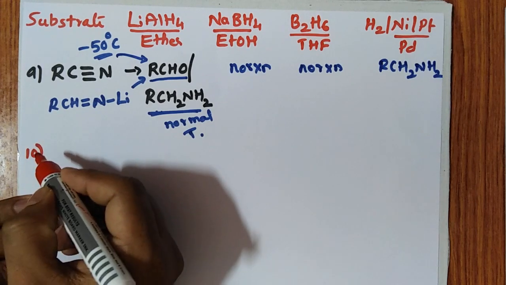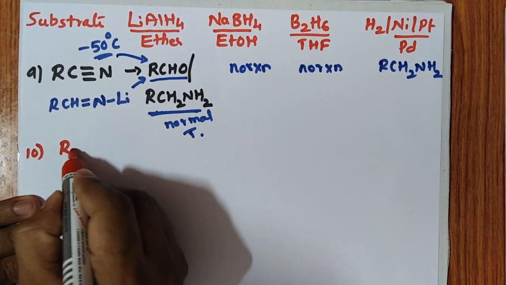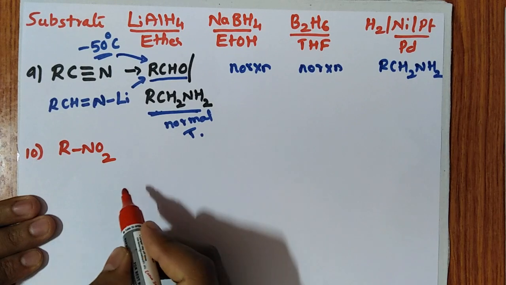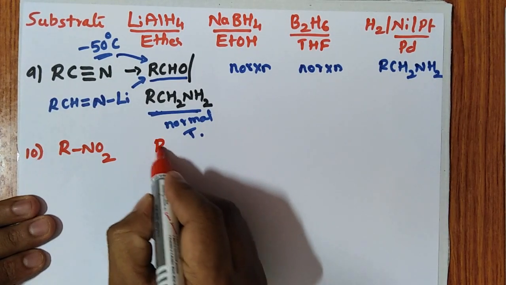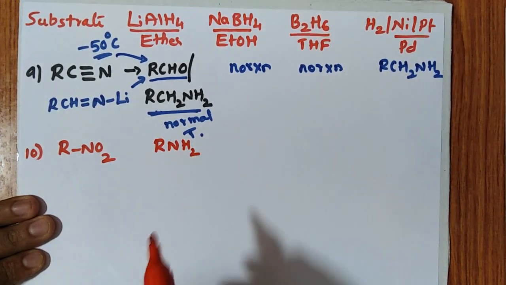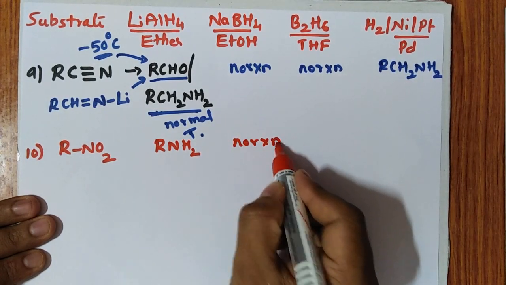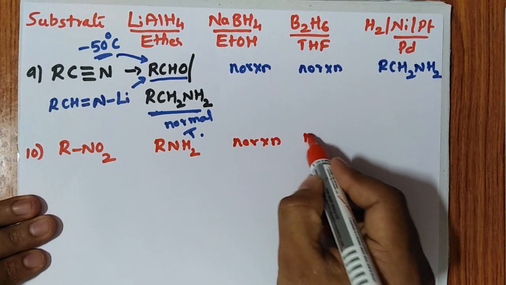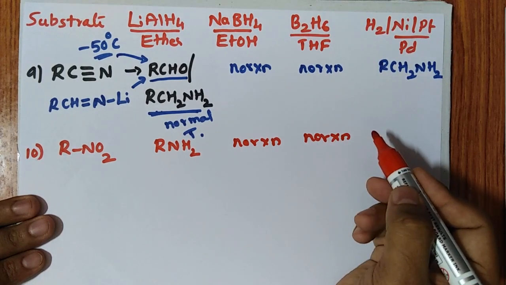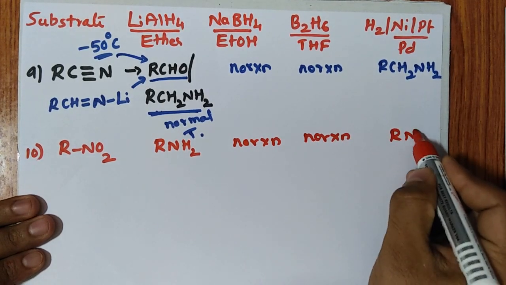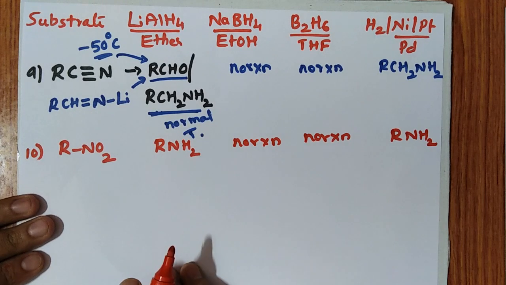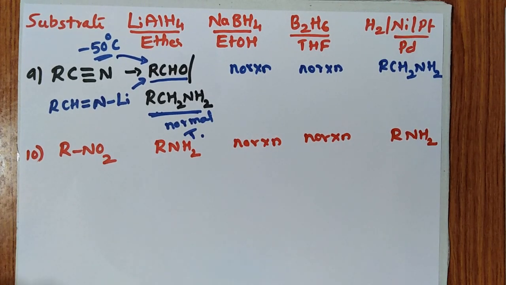The 10th one I will consider RNO2, nitroalkanes. RNO2, remember, here you are going to get RNH2 with lithium aluminum hydride. Here no reaction, and remember here also no reaction, and here you are going to get RNH2. RNH2 you are going to obtain.